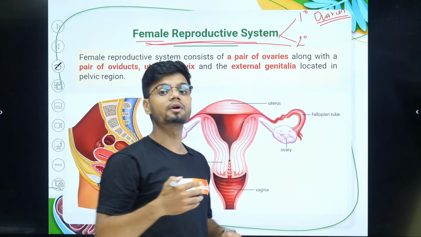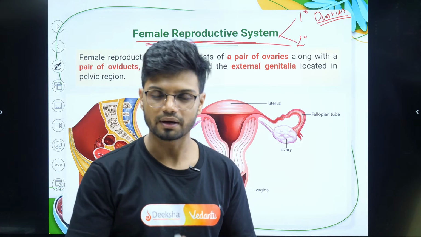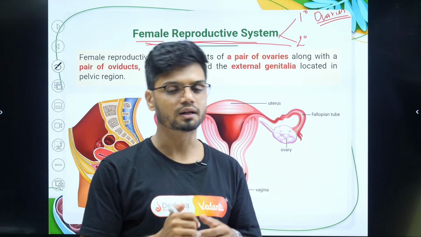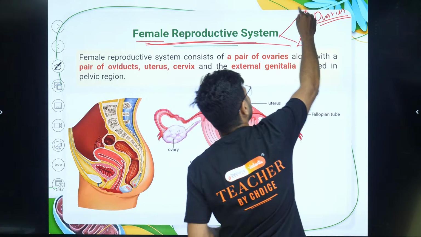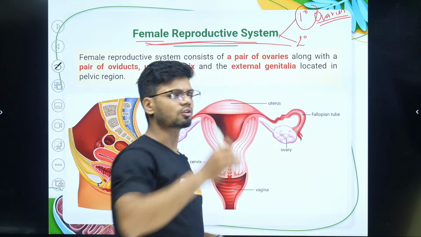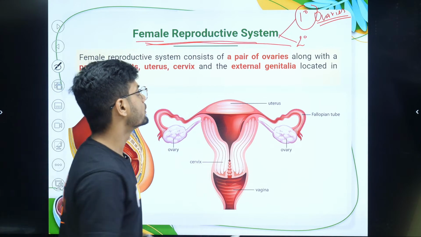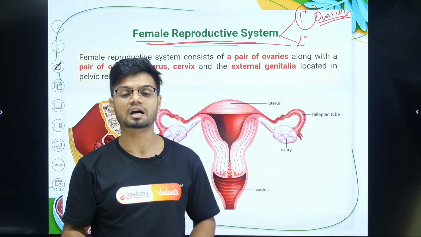Why? Because ovaries produce what? Ovaries produce the ovum or the egg, that is your gamete. First point, same function. Sperm are produced in the male, and here the ovum is produced. That is the case for both primary sex organs. Primary sex organs will always produce the gamete and hormone. So here ovaries will also produce what? Estrogen and progesterone.